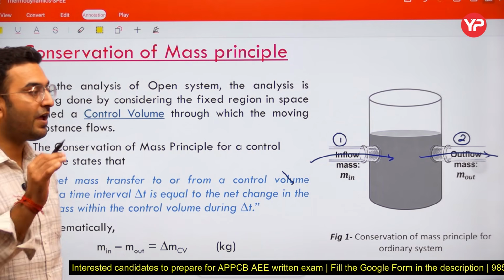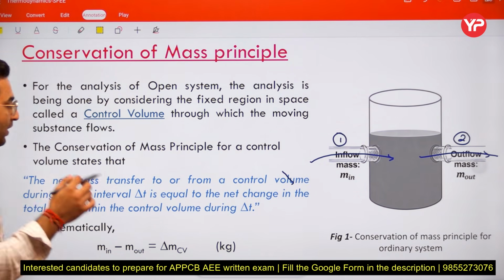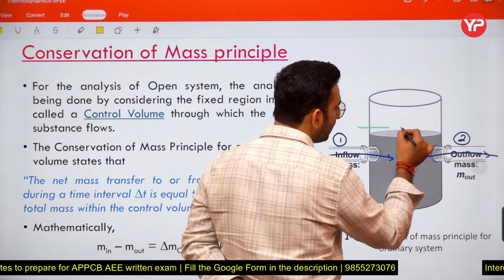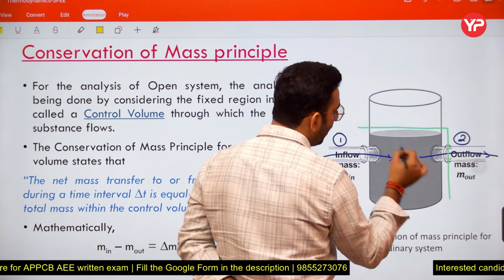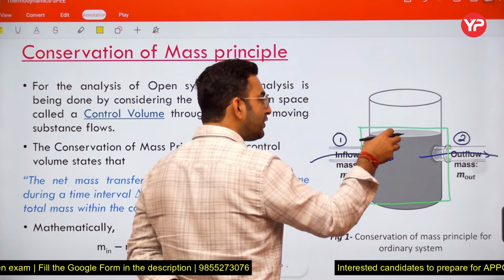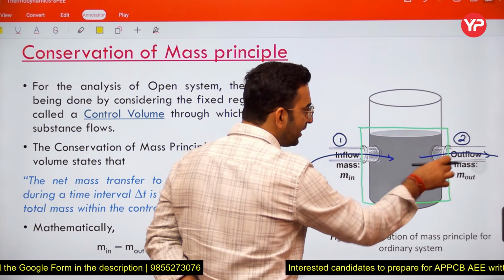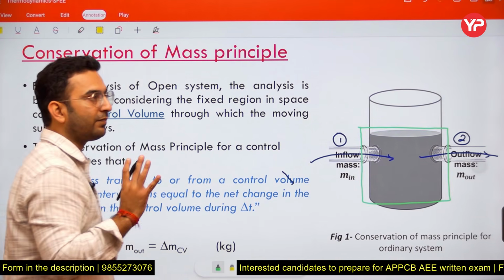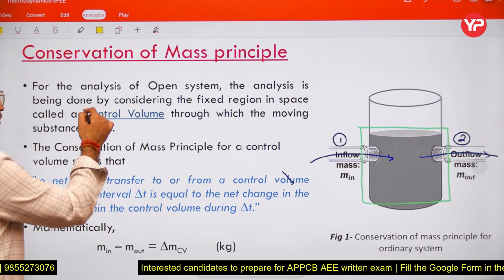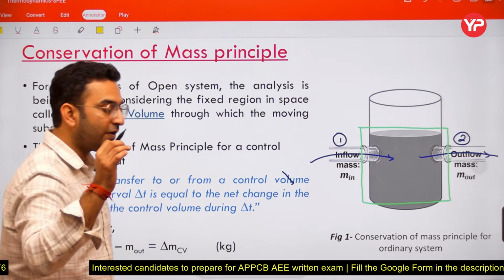Okay, so there we have to define a fixed region in the space. Now let us say we have defined a fixed region as this one here. Now anything which is going to happen inside this green color box, we are going to analyze that. That green color region is specifically known as the control volume. So control volume is very important part.